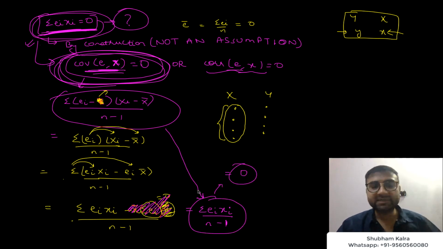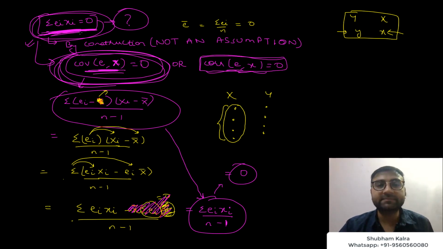So if the summation of ei multiplied by xi is equal to 0, that means the covariance between the residuals and the independent variable is going to be equal to 0. Or if the covariance between these two is equal to 0, the correlation between these two is also going to be equal to 0. So this is the importance of the summation of ei multiplied by xi equal to 0. It gives you that the correlation between your residuals and your independent variable is going to be equal to 0.